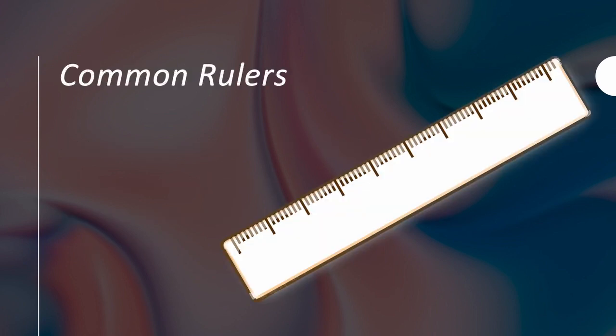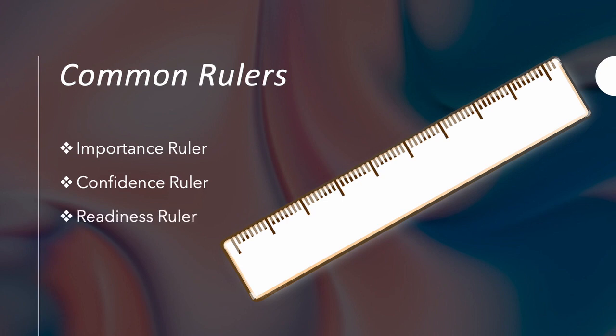Now that we know what a ruler is and why we use them, let's talk about some of the different rulers. The 3 most commonly used rulers in motivational interviewing are the importance ruler, the confidence ruler, and the readiness to change ruler. In most situations, we wouldn't use the readiness to change ruler. However, I've included it anyway, just so you're aware of it.